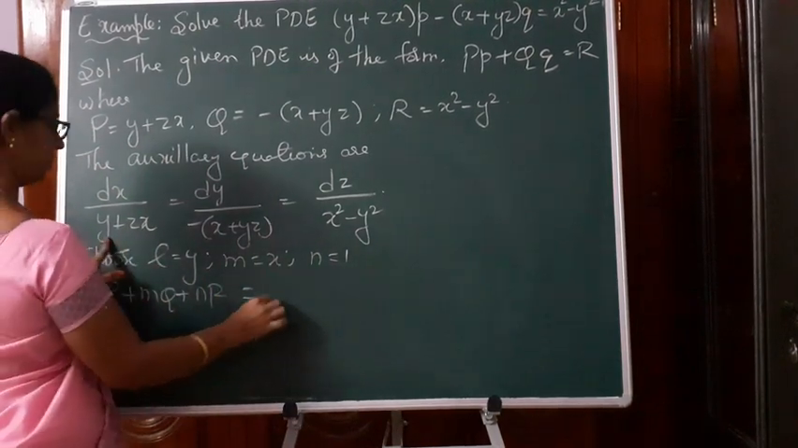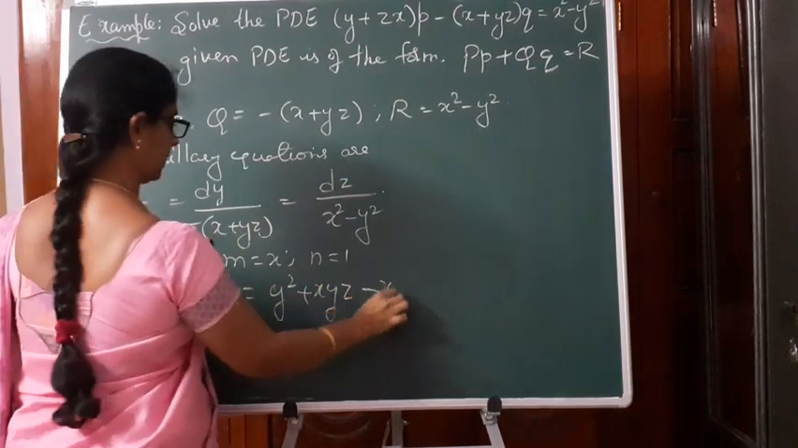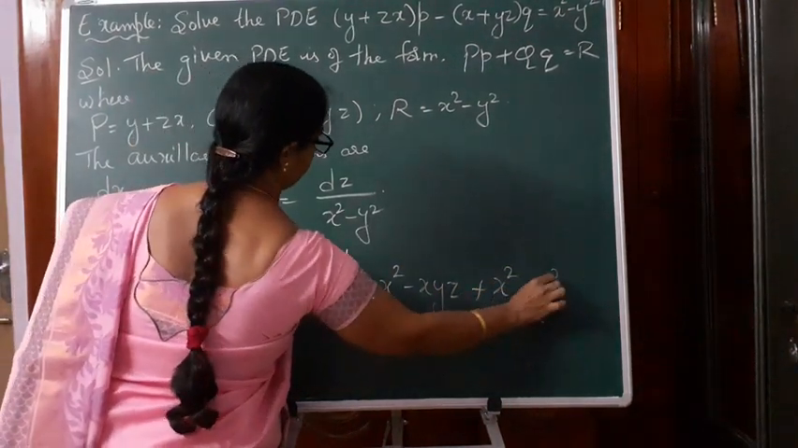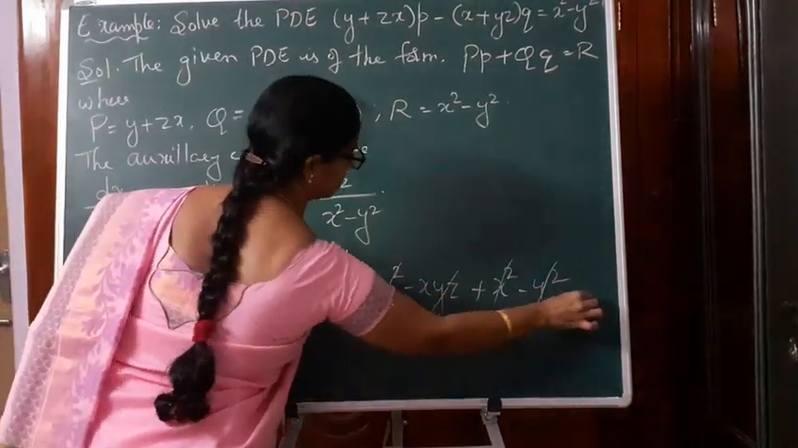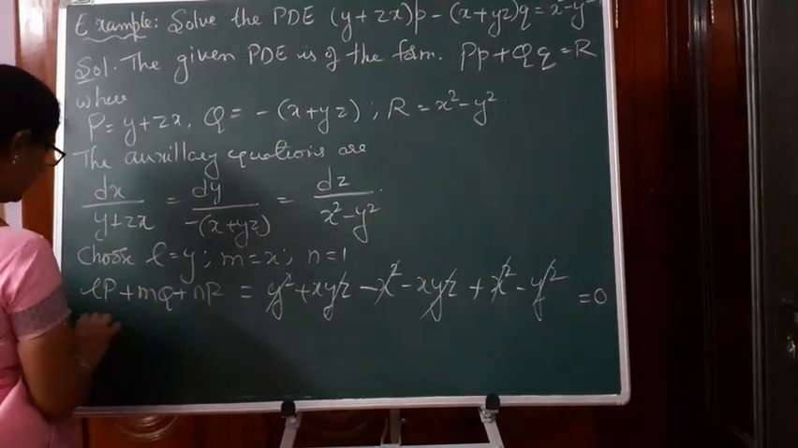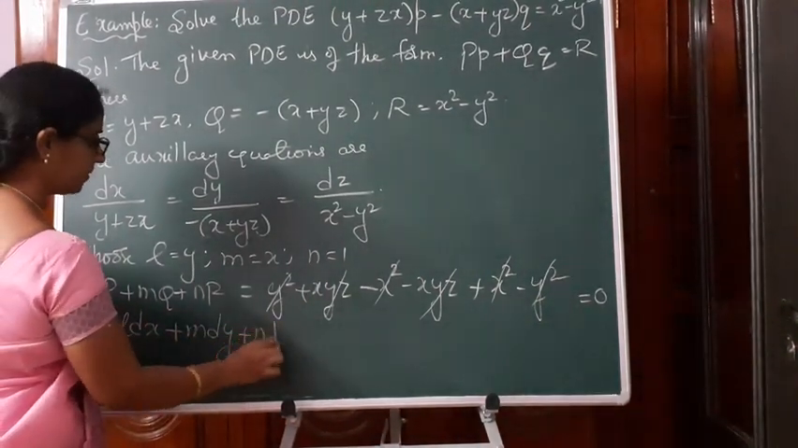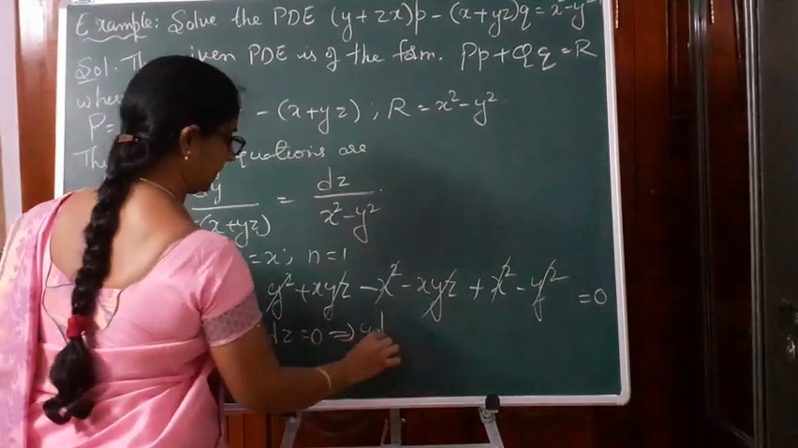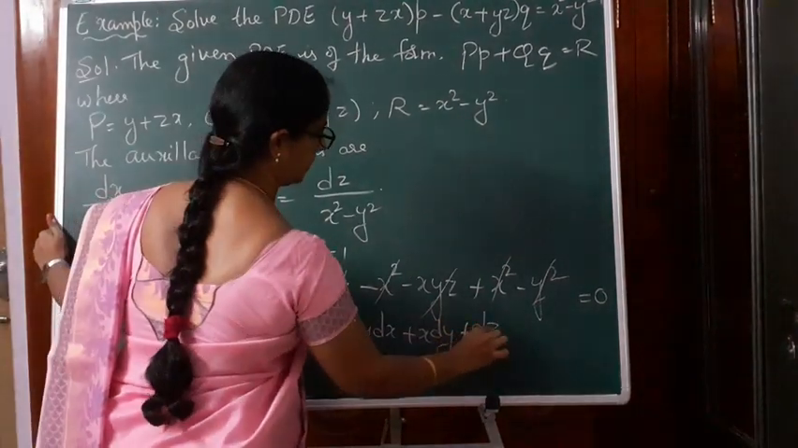NR gives y into (y square plus xyz) minus x square minus xyz plus 1 into (x square minus y square), plus y square minus y square plus xyz minus xyz plus x square minus x square is 0. Therefore LP plus MQ plus NR is 0, and hence L dx plus M dy plus N dz is equal to 0. That means y dx plus x dy plus 1 dz is equal to 0.